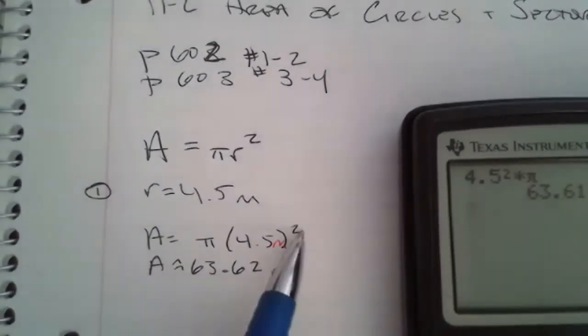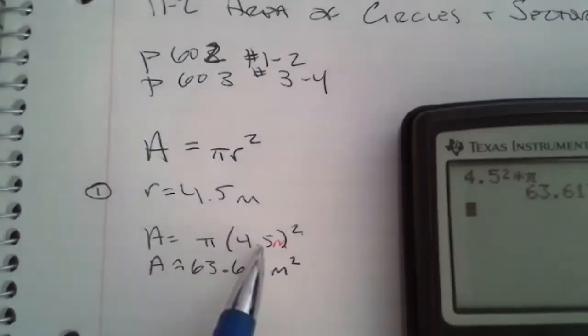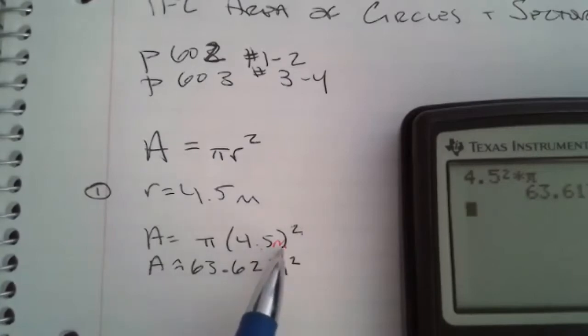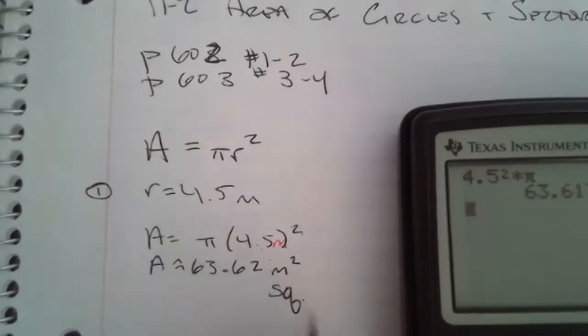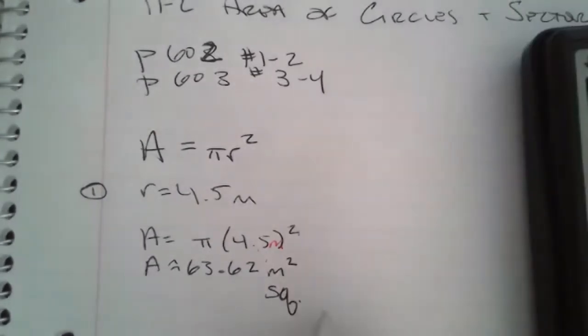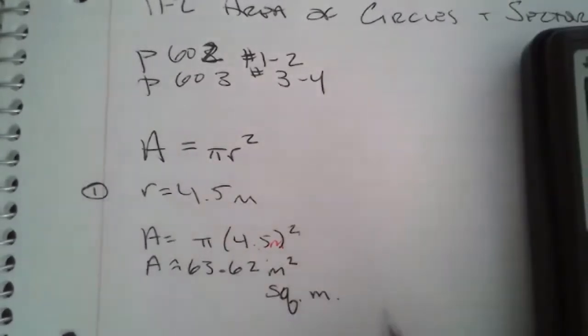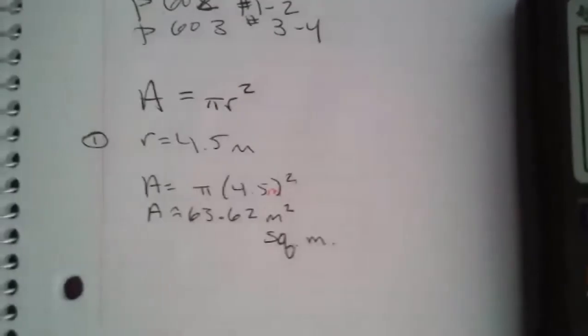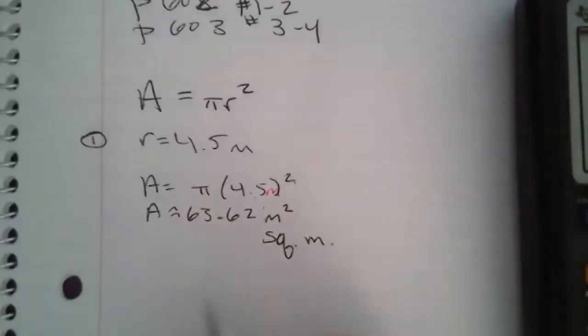Notice that. I squared the 4.5. I squared the m. What is m squared? It's m squared. So what does that mean? Meters squared or square meters. If you like to be a little different, you could also write out square meters, or even write out the word meters. Up to you.